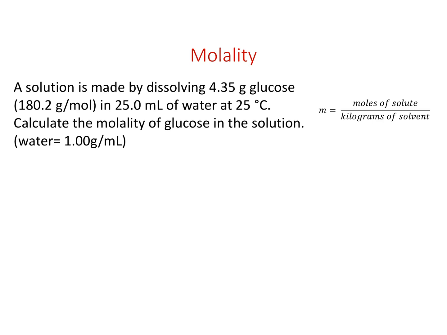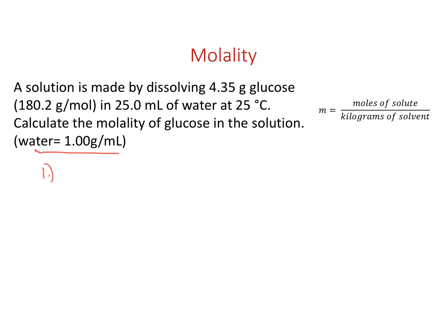So here's a sample calculation for you. I've got a solution that's made by dissolving 4.35 grams of glucose, which is 180.2 grams per mole, in 25 milliliters of water at 25 degrees C. Calculate the molality of glucose in this solution. And I even gave you the density of water, but for the most part, you should know the density of water is 1 gram per milliliter. So I have 3 steps in this calculation.